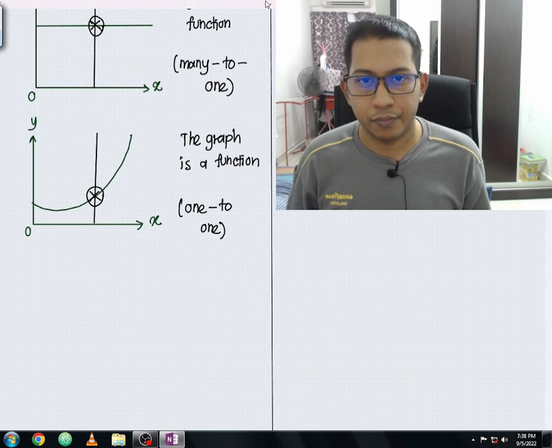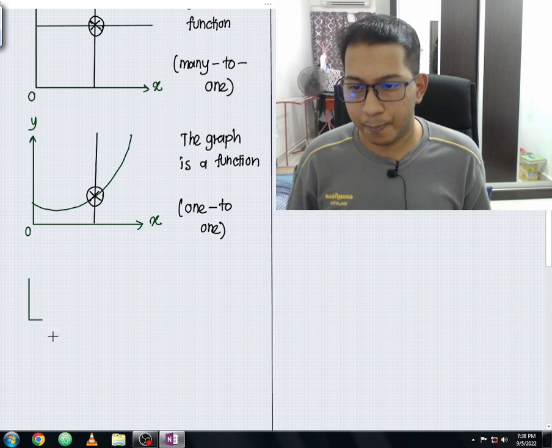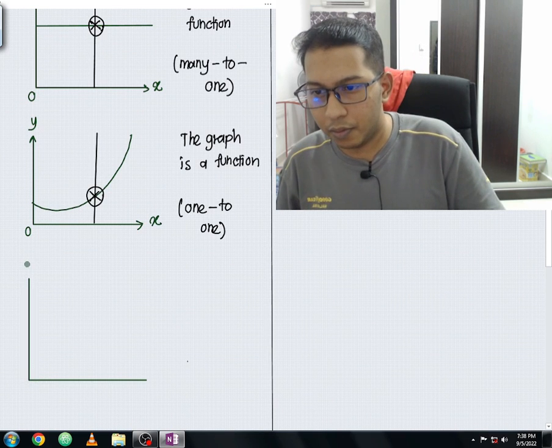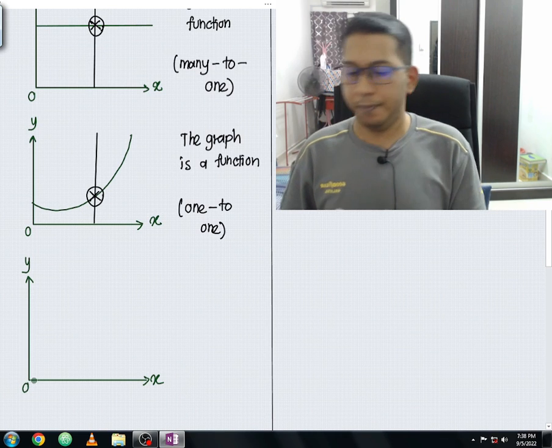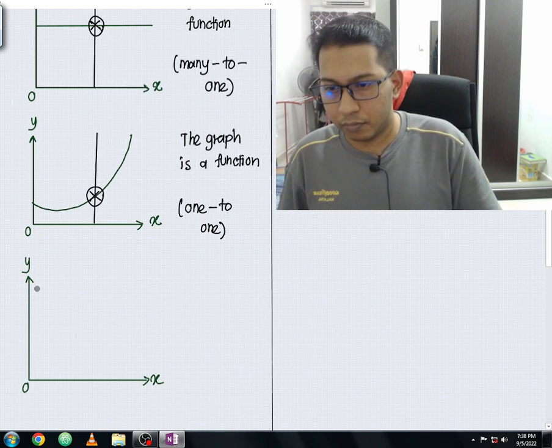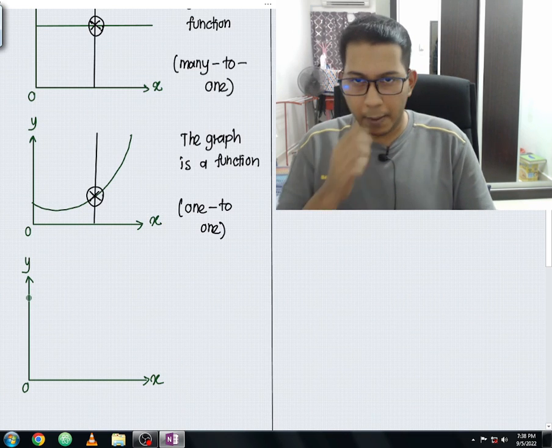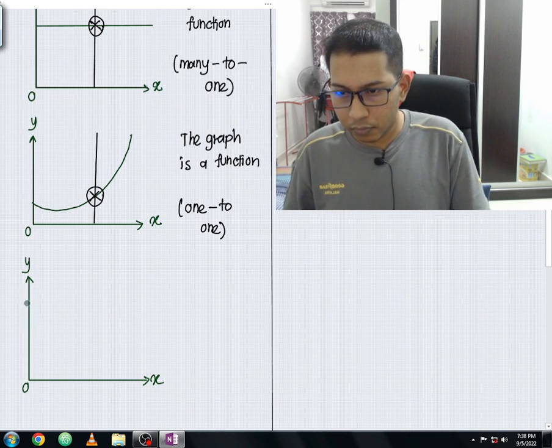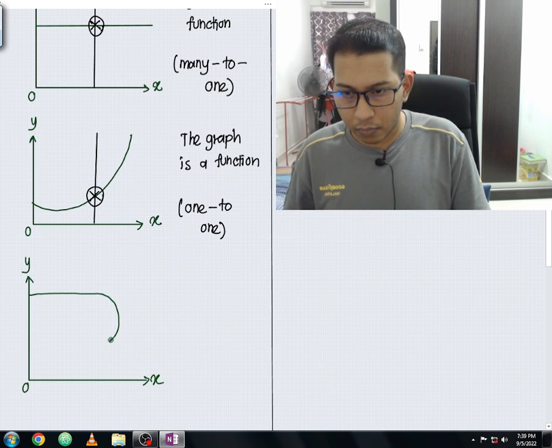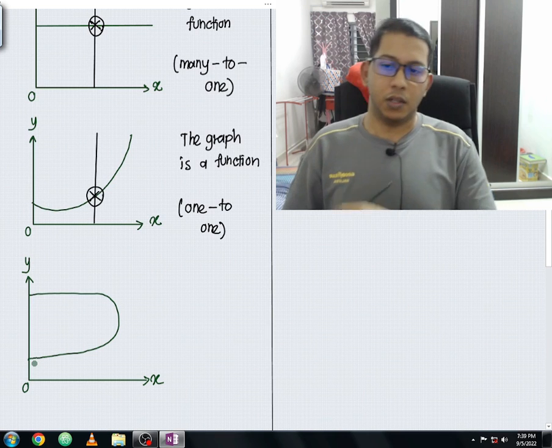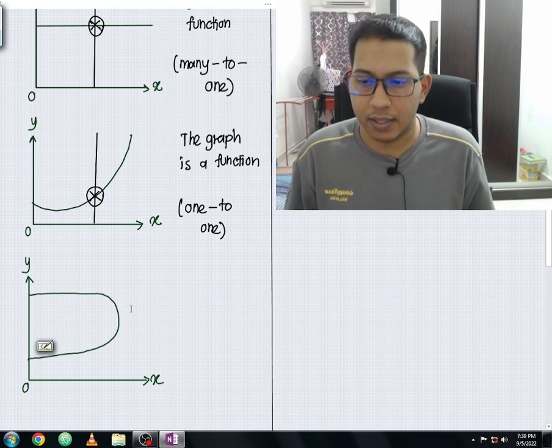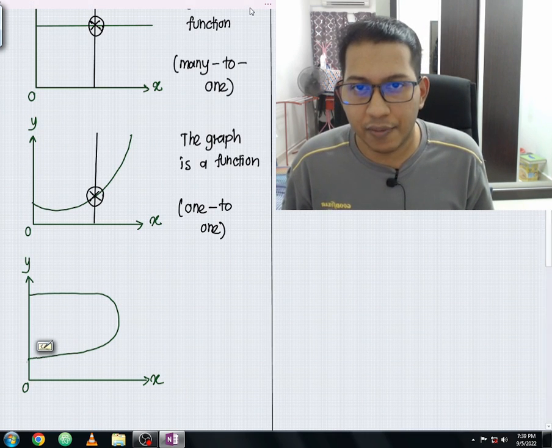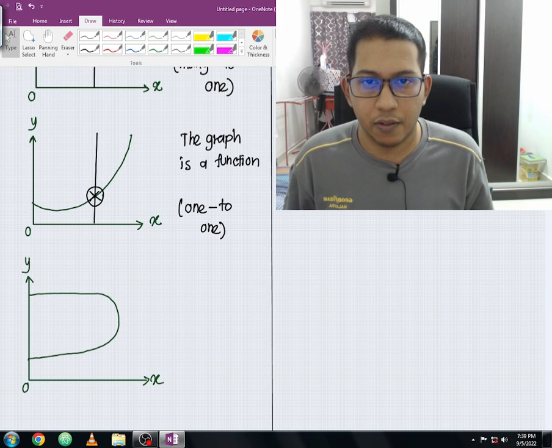Okay, let me draw the axis, y axis, x axis, origin. So from here, let's say I'm having a graph something like this, shape looks like this. So is this graph a function or not? Let us check it using our vertical straight line test.